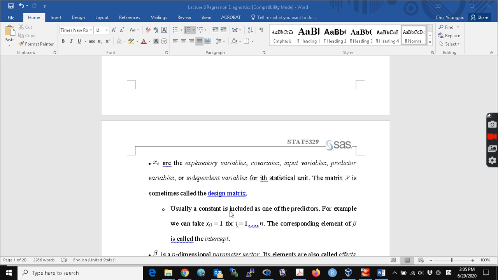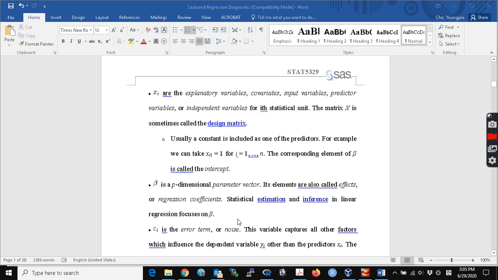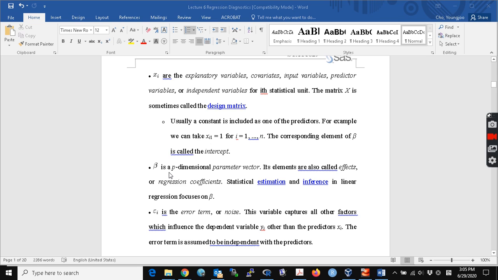And the matrix X is called the design matrix, and we use a 1 as a constant in one of the predictors. And then the corresponding element of the beta is called the intercept. And beta is a p-dimensional parameter vector. Its elements are also called effects or regression coefficients. And we focus on the inference and estimation on the beta. And the epsilon is the error term.